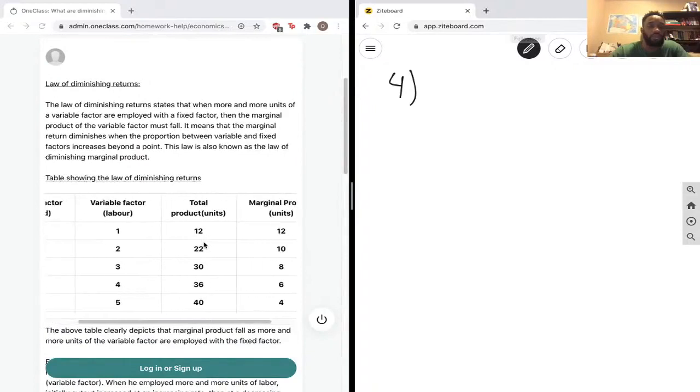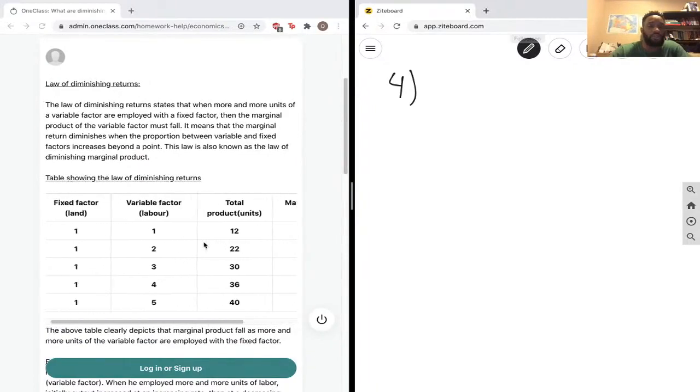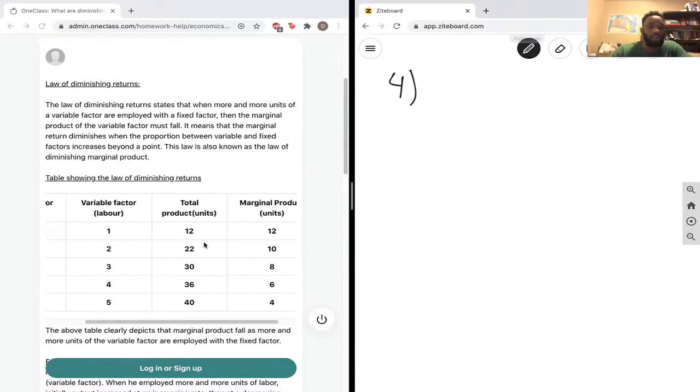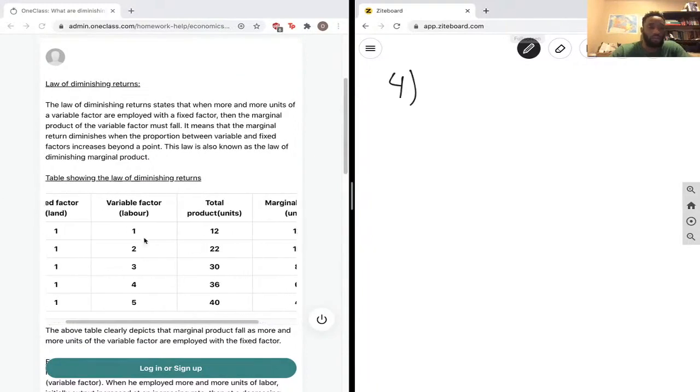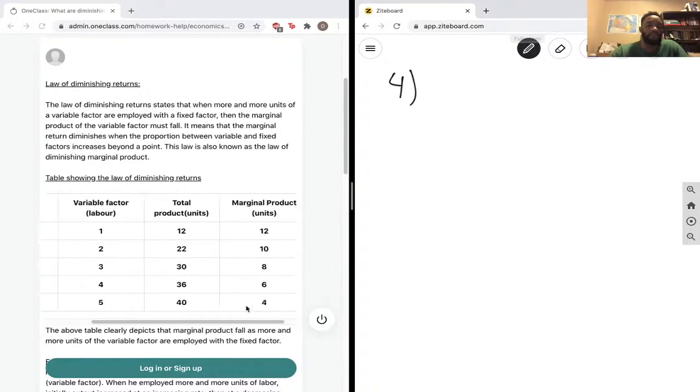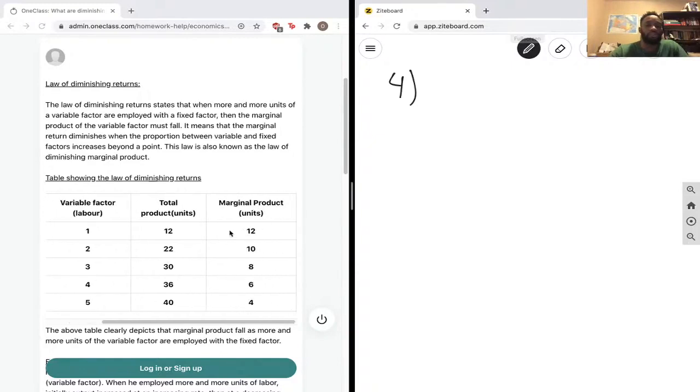And our tutor gave an example with a table over here, and tells you when labor is 1, the total product is 12. Labor is 2, total product is 22. Labor is 3, total product is 30. 4, 36, 5, 40. And the marginal product is basically just the incremental change of an additional unit of labor.